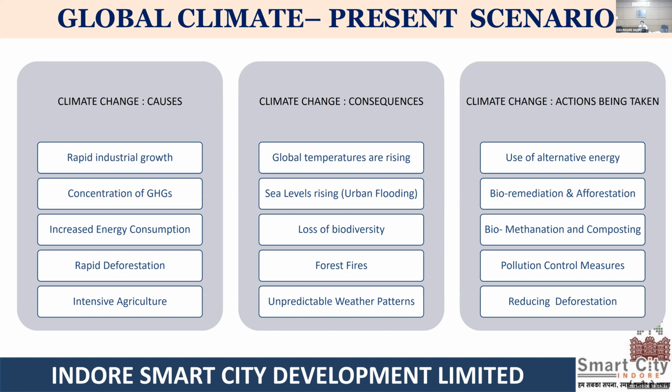Now we are facing huge consequences as a result of this climate change. What we can witness in front of us are unpredictable weather patterns. We are seeing forest fires. We are seeing loss of biodiversity. The temperatures are rising. As a result of this, when nations got together, when the heads joined, we took up several initiatives. Major among those include use of alternative energy, bioremediation, afforestation, biomethanation, pollution control measures, and reducing deforestation. All these measures are being implemented in Indore Smart City.